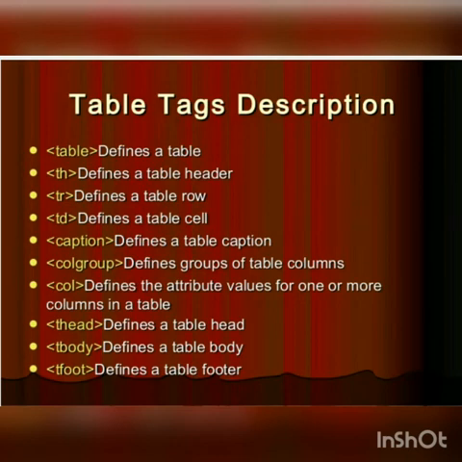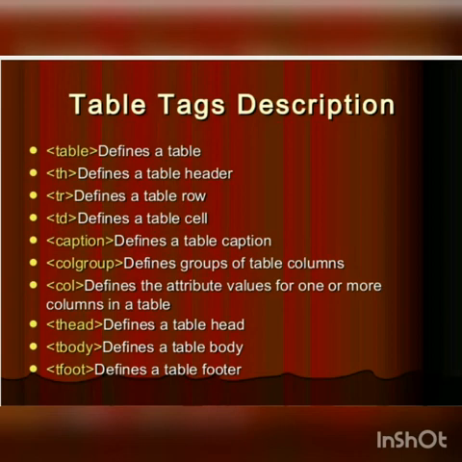The description of table tags. Table to define a table, th to define a table header, tr to define a table row, td to define a table cell, caption to define a table caption, colgroup defines the table columns, col defines attribute values for one or more columns in a table, thead defines a table head, tbody defines a table body, tfoot defines a table footer. These are the table tags description.